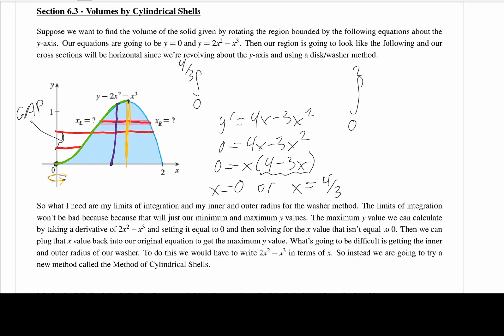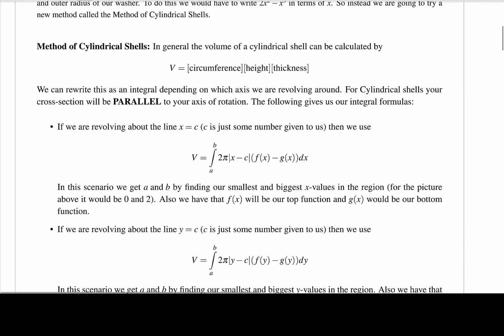I can tell what my top and bottom curves are, right? It's going to get a lot easier. So in a situation like this, where you're trying to use disk or washer and you've got these nasty functions, this is a time when you're going to want to use cylindrical shells. Now, let me firmly state that cylindrical shells is not the be-all and end-all solution to volumes of solids of revolution. There are times where it is very unhelpful to use the cylindrical shell method, and we're going to run into one of those.